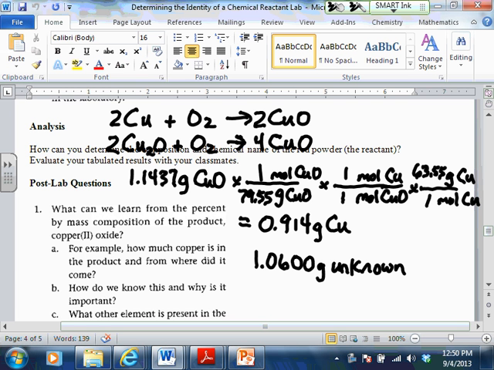Because either one of these reactions, the only thing that's happening is oxygen is being added to the compound, right? So we're not gaining or losing any copper here. Can we agree on that? Okay? So if I figure out how much copper there is in the final product, based on the law of conservation of mass, that's probably how much copper there was in the initial reactant. You guys following? Okay? So if there was 0.914 grams of copper in the initial reactant, but we had 1.0600 grams in the initial reactant, then there was something else besides copper in that initial reactant. Are you following that line of reasoning?